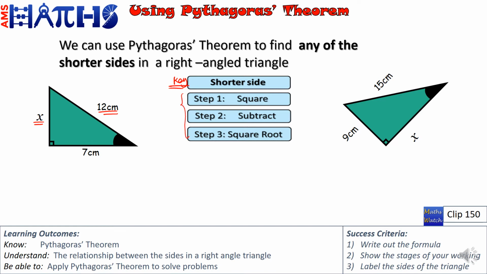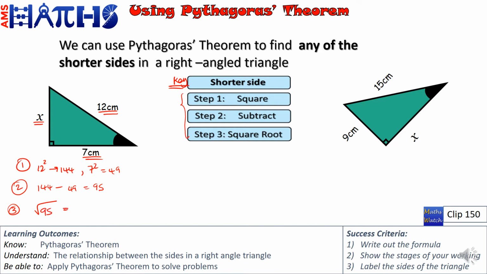First step is to square the sides that we know on the right angled triangle. So 12 squared is 144, and we need to do 7 squared as well, which is 49. But this time, because we're finding a shorter side, we need to subtract those values. So 144 minus 49 is going to give me 95. Then our next step is to find the square root of 95.